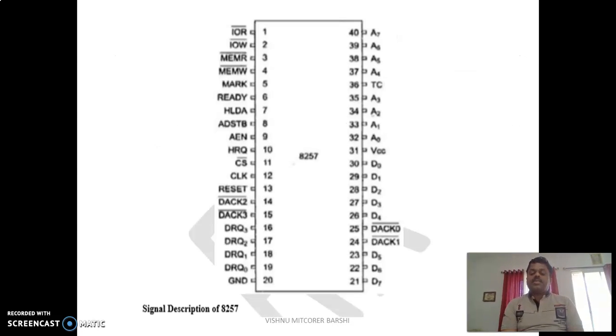This is the signal description of the 8257. It is a 40-pin device. Ground is connected to pin number 20, and pin number 31 is assigned to VCC. IOR bar, IOW bar, MEMR bar, MEMW bar, then DAC2, DAC3, DAC0, DAC1: all these are active low signals. We will see them one by one.